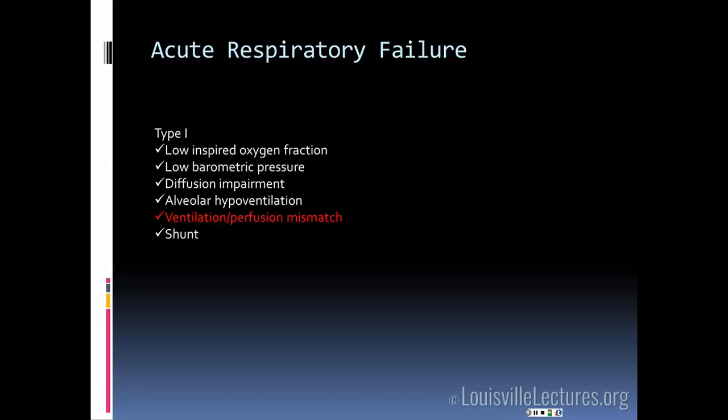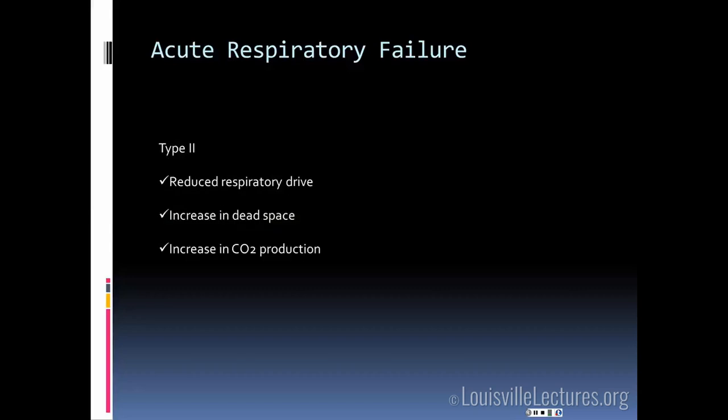When you have type 1 respiratory failure, there are a number of mechanisms that can explain that, including low FiO2, if you are climbing mountains, low barometric pressure, diffuse impairment, alveolar hypoventilation, shunt and ventilation perfusion mismatch, which is the most common mechanism. In type 2 or hypercapnic respiratory failure, typically what you have is reduced respiratory drive, increase in dead space, or increase in CO2 production.